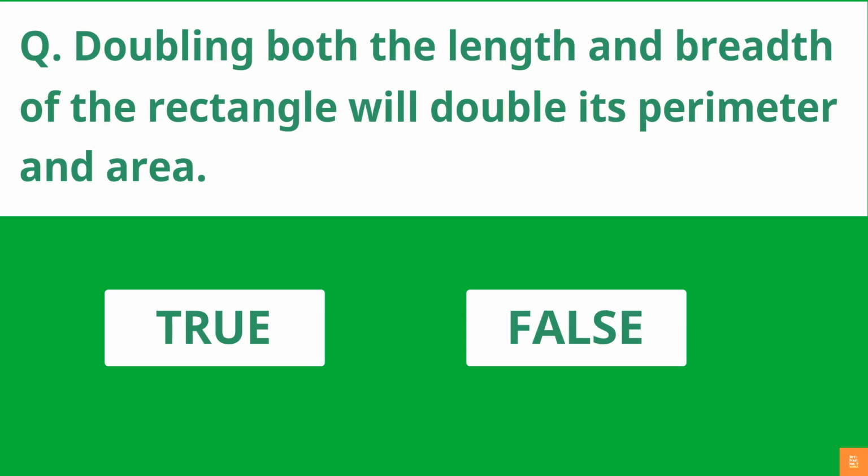Now let us relook the entry quiz. Doubling both the length and breadth of the rectangle will double its perimeter and area. Options are true or false.